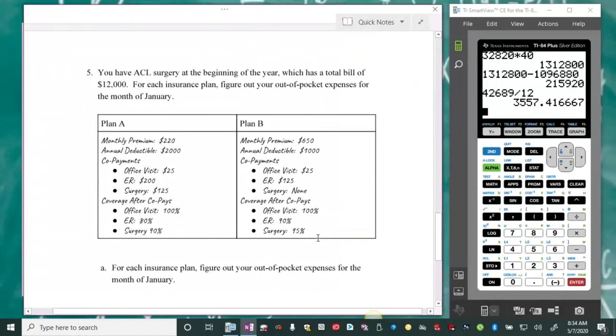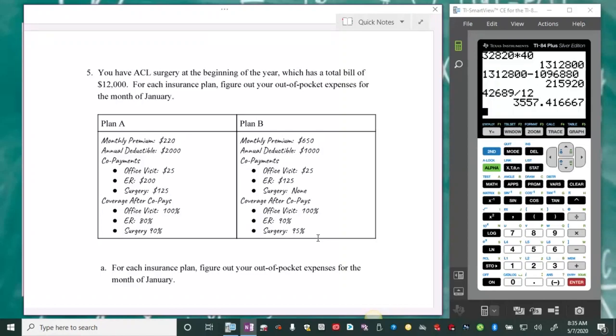Okay, so moving on to insurance plans. So we talked about the premiums, the deductibles, co-payments, and coverage for different types of services. In this particular example, you have ACL surgery at the beginning of the year, so your deductible has not been met. For each insurance plan, figure out your out-of-pocket expenses for the month of January. This is something that a lot of us do when we're looking at insurance plans. So often at the college where I work, we have 2 different insurance plans to figure out. I go through and I figure out what our medical expenses are for our family, and try and figure out which plan would be better.